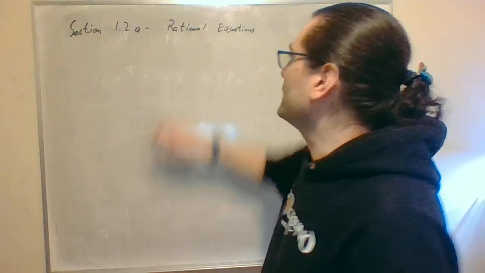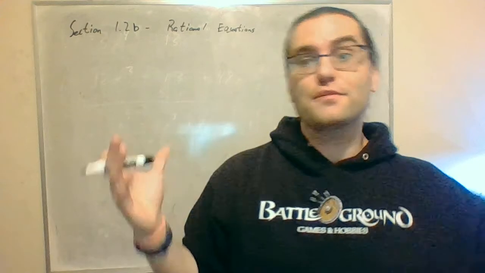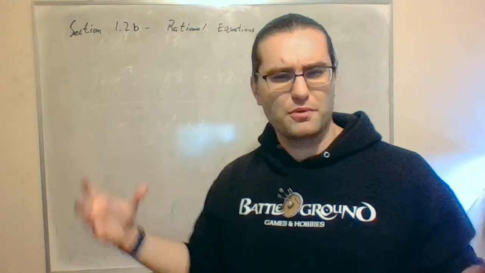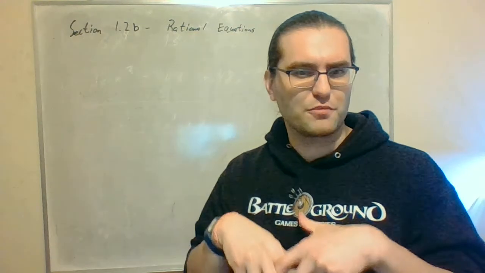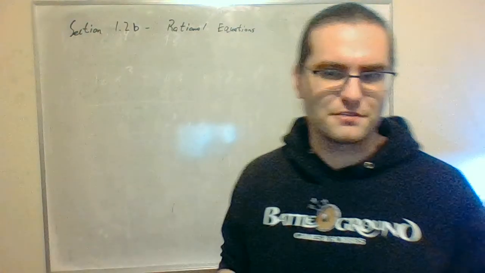Today we are talking about section 1.2b, which is different from 1.2a. The book chose to lump these two categories both as section 1.2, but I think they deserve to be separated. There should be some distance between these two.